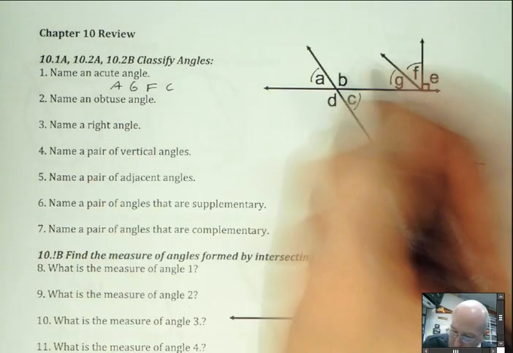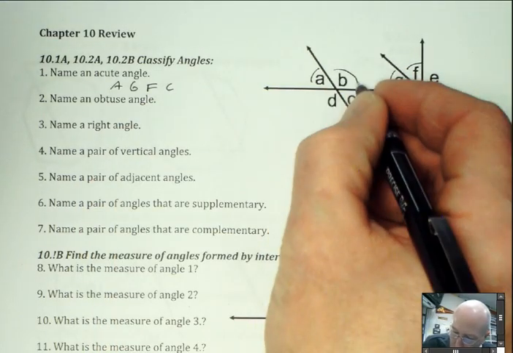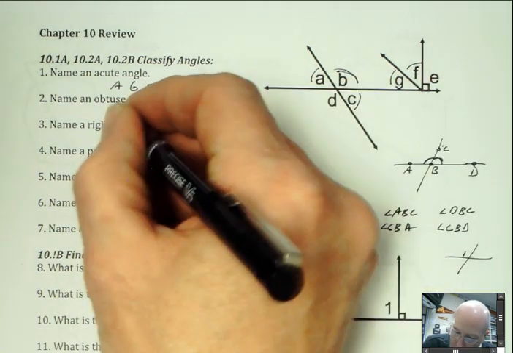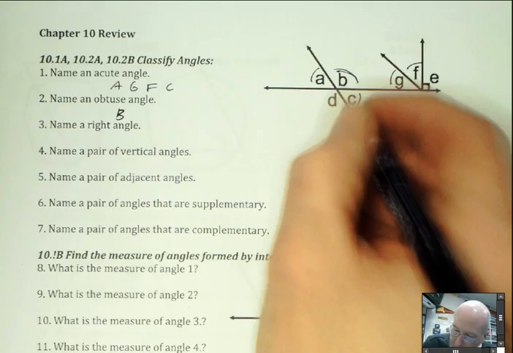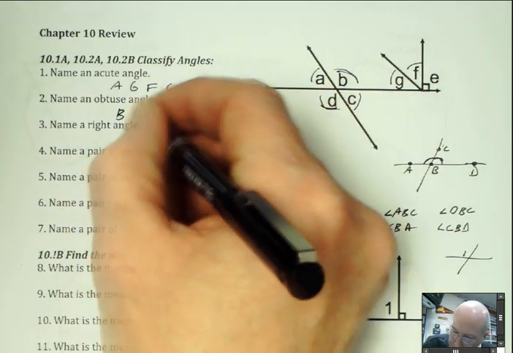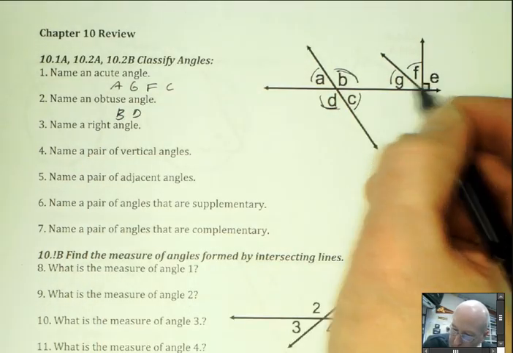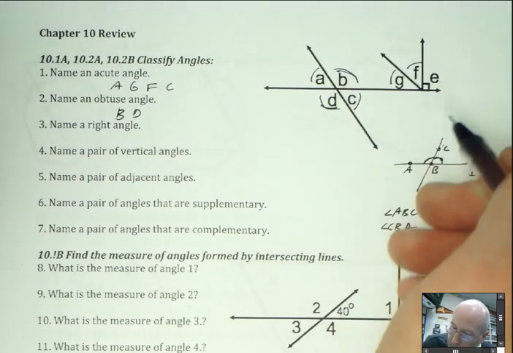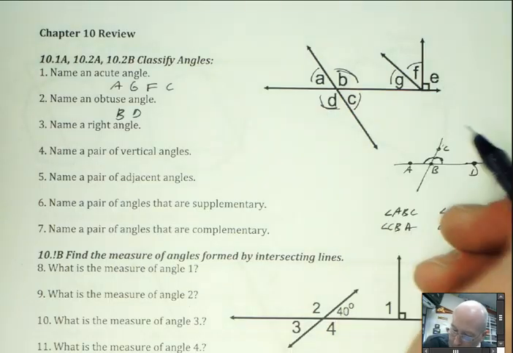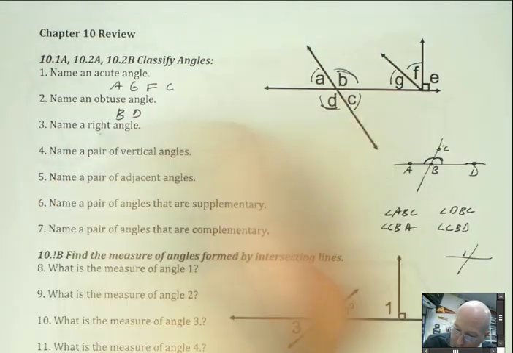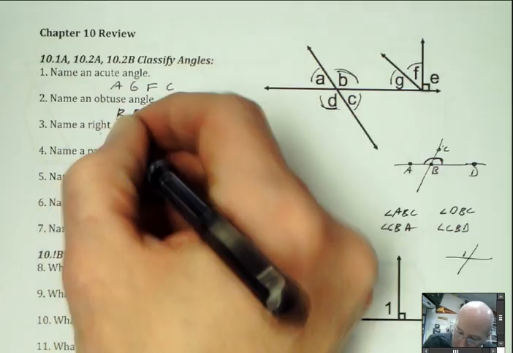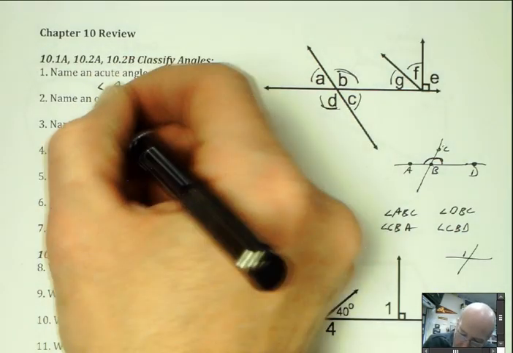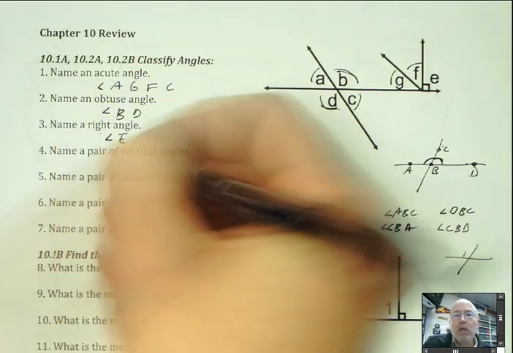The obtuse angles are going to be these larger ones here. They're greater than 90. So angle B, of course, is obtuse, and then angle D is also obtuse. I think those are the only two, because this angle here would be a right angle, and that's the next question. Name the right angle. That would be angle E. So on a test, you'd want to put angle A.